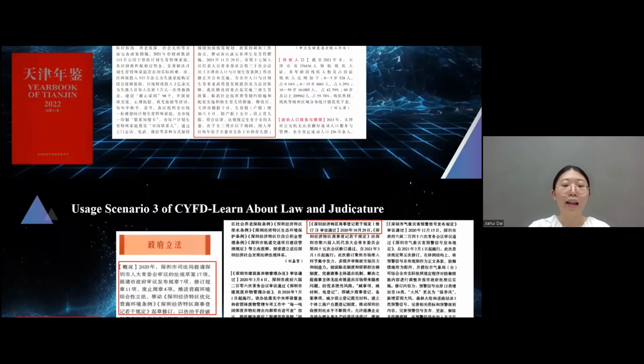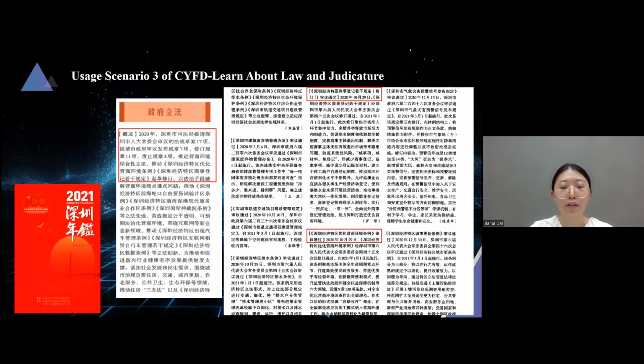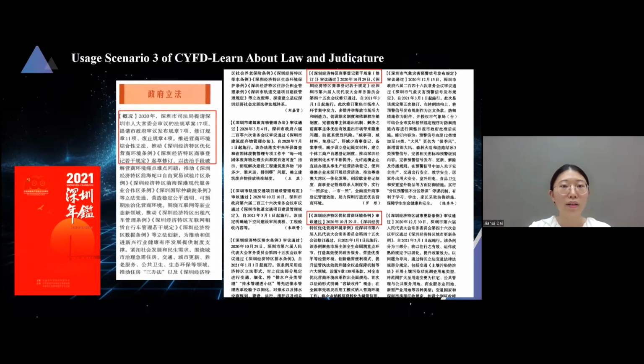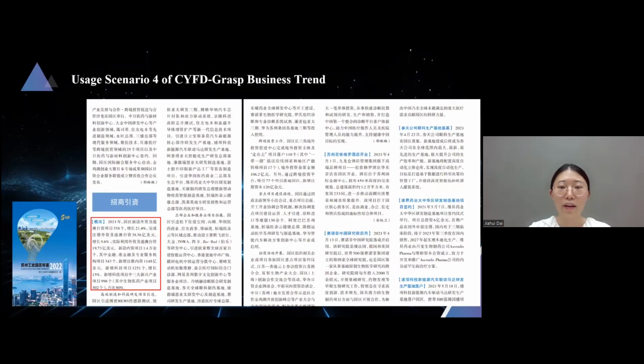In the usage scenario of learning about law and judicature, enterprises can know the regulations of Shenzhen Special Economic Zone on optimizing the business environment in the Shenzhen yearbook, and thus optimize their investment decisions. In the usage scenario of grasping business trends, enterprises can clearly know the achievements and policies of attracting investment in Suzhou Industrial Park by searching its yearbook.